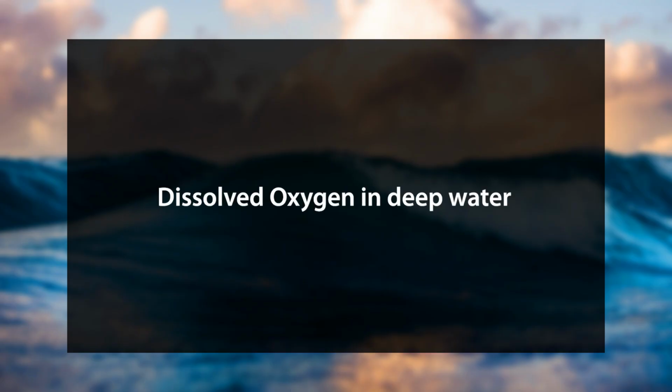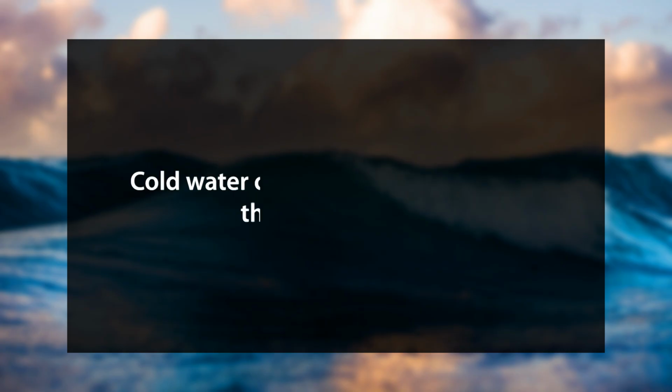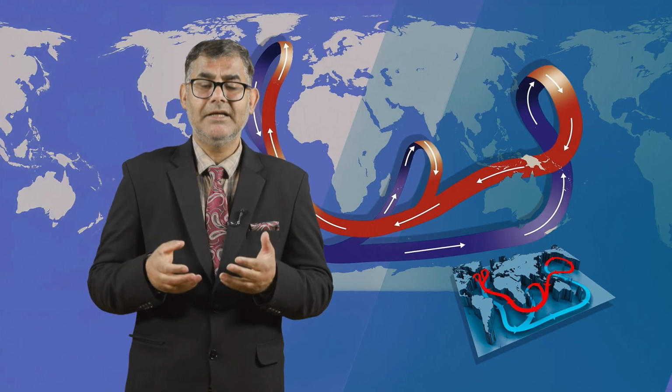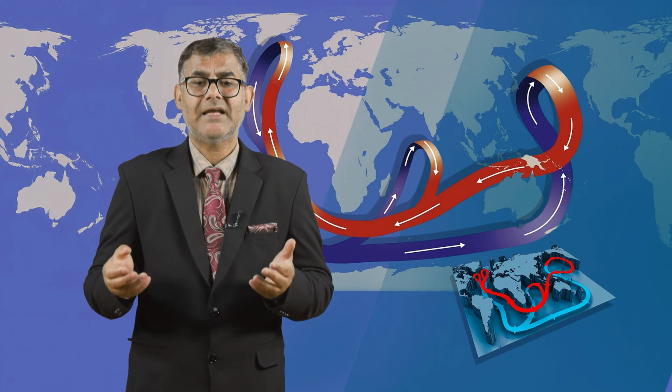Dissolved oxygen in deep water. Cold water can dissolve more oxygen than warm water. Thus, deep water circulation brings dense, cold, oxygen-enriched water from the surface to the deep ocean. During its time in the deep ocean, deep water becomes enriched in nutrients as well, due to decomposition of dead organisms and the lack of organisms using the nutrients there.